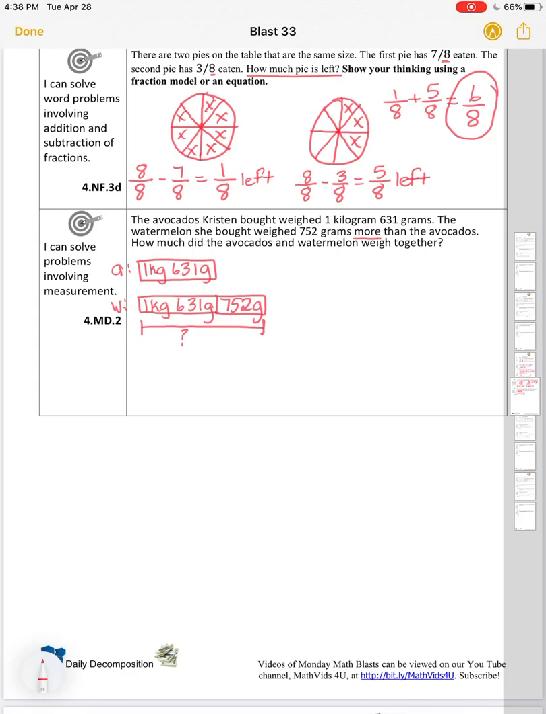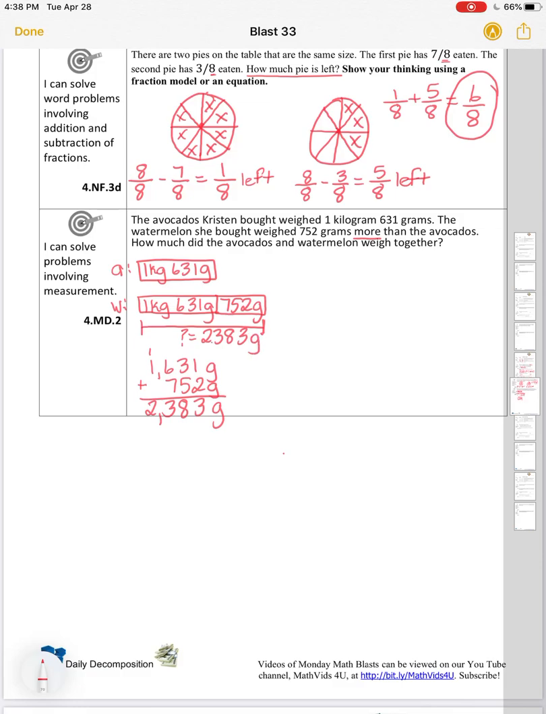And so I can do that by adding these. I can say, well, 1 kilogram is 1,000 grams. So 1,631 grams was the avocado. And if we add on the 752 grams more that the watermelon was, then that's going to tell us what that watermelon's weight is. Grams will be the units, and when I add my like units here, I find that we get 2,383 grams.